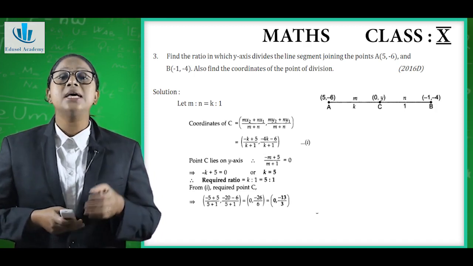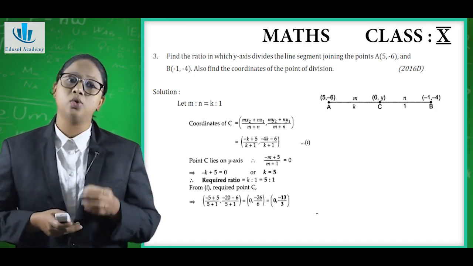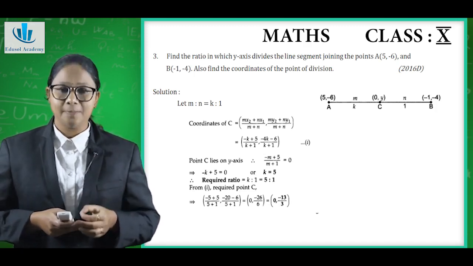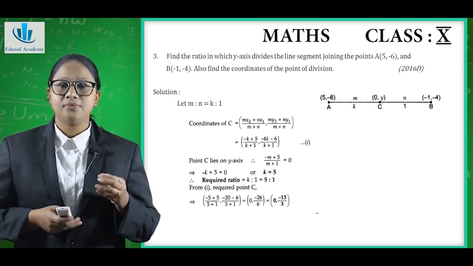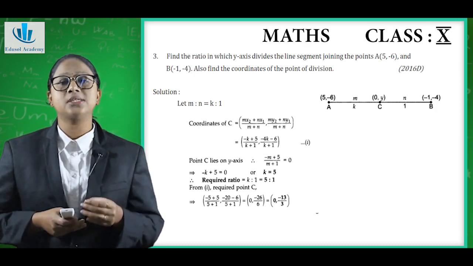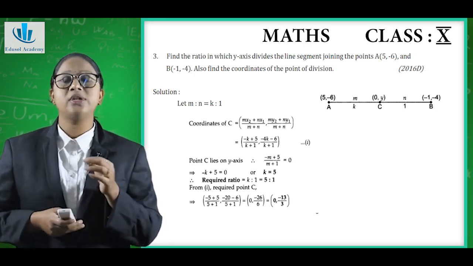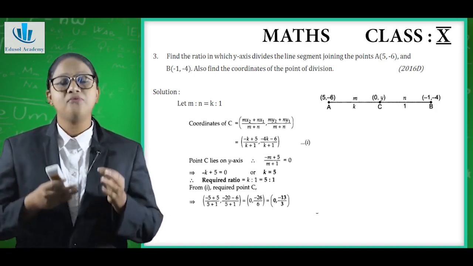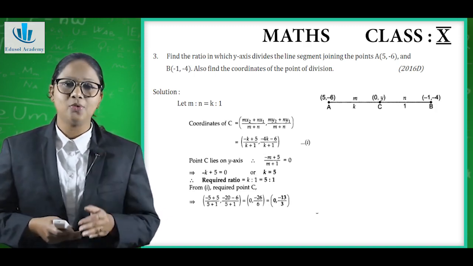Now we know that the x coordinate of C is 0. So we can equate (negative k plus 5) by (k plus 1) as 0. Then the value for k is obtained as 5. K is equal to 5. So it's a ratio, so k is to 1 will be 5 is to 1. Let's keep it over there.